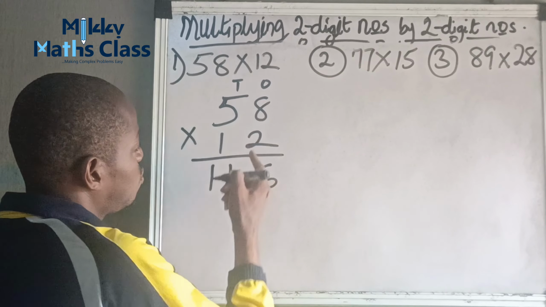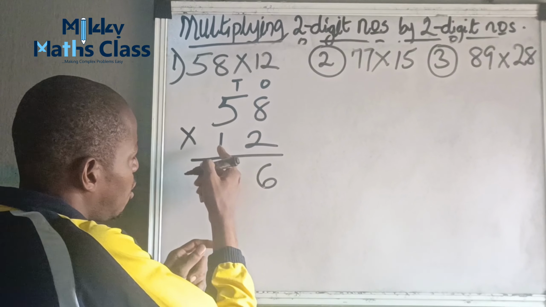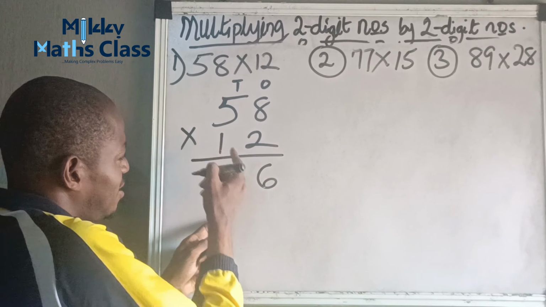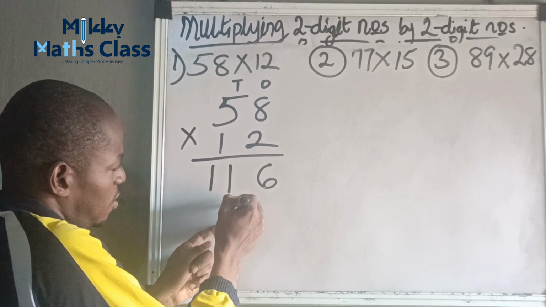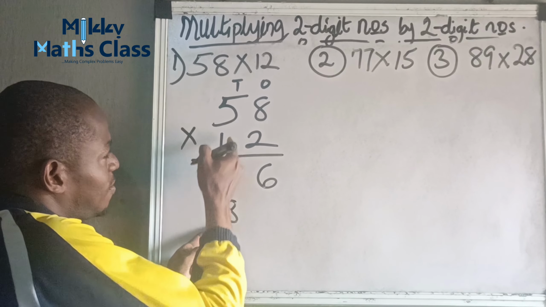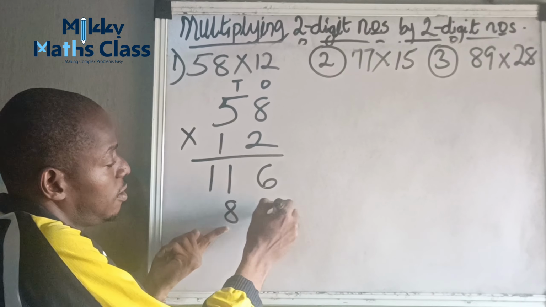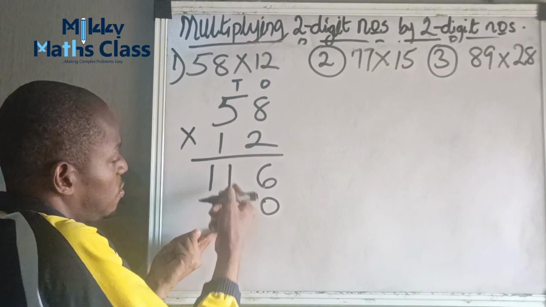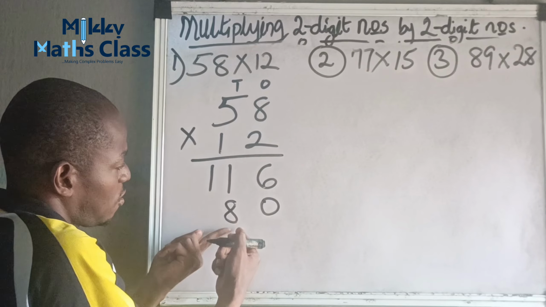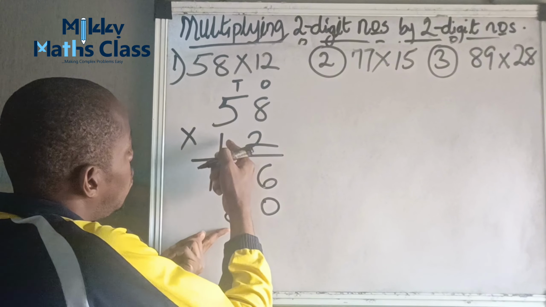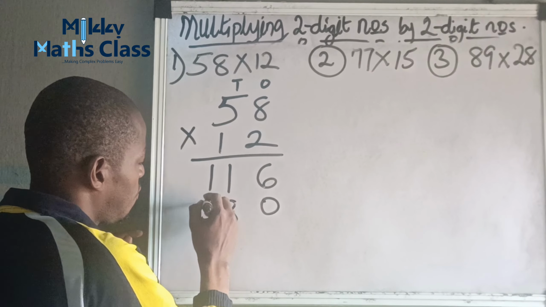1 times 8 is 8. Now, this 1 I'm using to multiply is the tens part, so I put the 8 here. I won't put it here because this is the tens part. So 1 times 8, I'll start from this place: 8. 1 times 5 is 5.